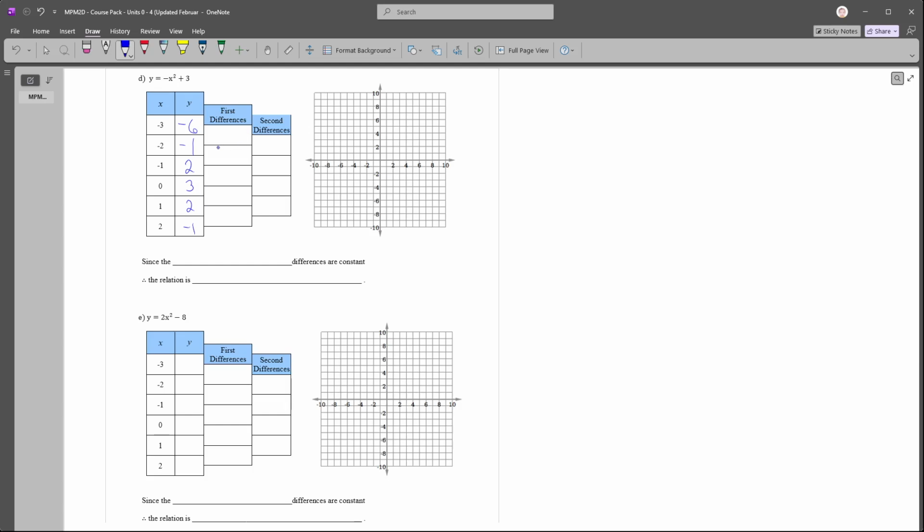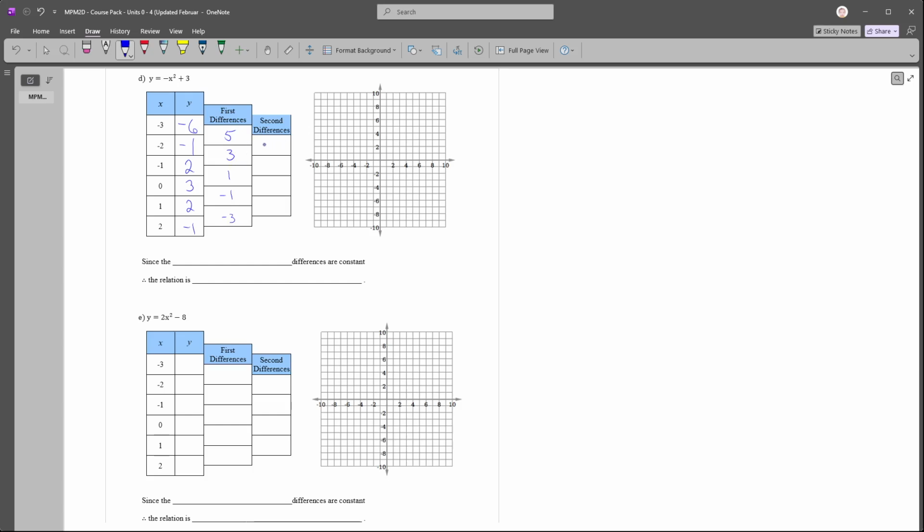So let's calculate our first differences. Negative 1 minus negative 6, that's 5. 2 minus negative 1, 3. 3 minus 2 is 1. 2 minus 3 is negative 1. And negative 1 minus 2 is negative 3. So definitely not constant first differences. Let's do the other one.